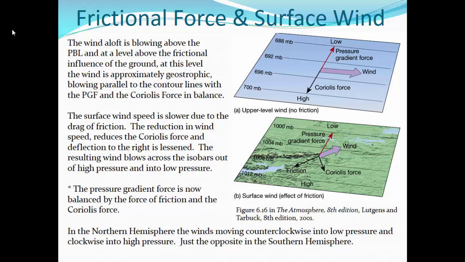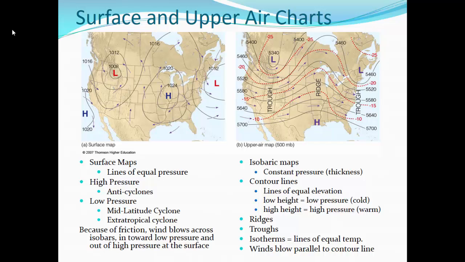The wind aloft is blowing above the planetary boundary layer and above the level of frictional influence of the ground. At this level, the wind is approximately geostrophic, blowing parallel to the contour lines with the pressure gradient force and the Coriolis force in balance. The surface wind is slower due to the drag of friction. The reduction in wind speed reduces the Coriolis force and the deflection to the right is lessened. The resulting wind blows across the isobars, important, across the isobars, out of high pressure and into low pressure. The pressure gradient force here is now in balance with the force of friction and Coriolis. Of course, in the northern hemisphere, winds move counterclockwise into low pressure and clockwise out of high pressure.